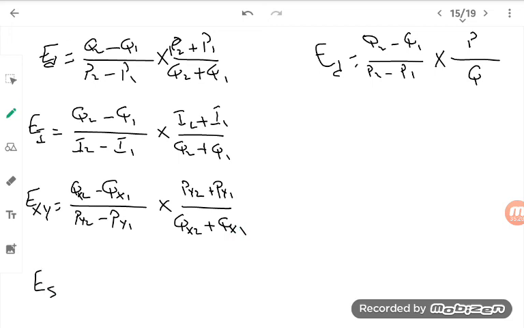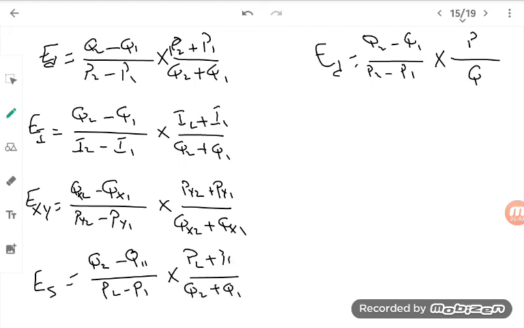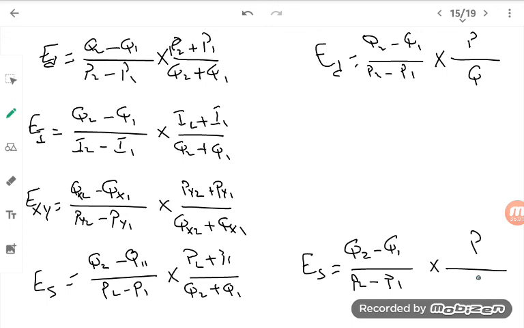Finally, elasticity of supply is calculated as (Q2 - Q1) divided by (P2 - P1) multiplied by (P2 + P1) divided by (Q2 + Q1). And with respect to points, it's calculated as (Q2 - Q1) divided by (P2 - P1) multiplied by P over Q. This is D multiplied by P over Q. And this is negative D multiplied by P over Q.